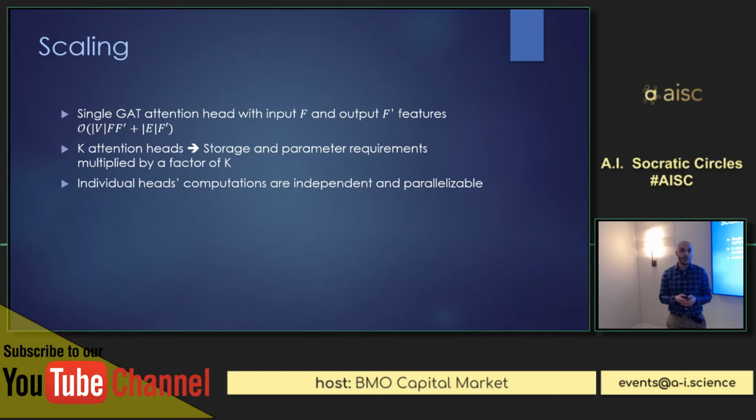And yes. Could you repeat that, like what's happening with the O notation? So the V were the vertices, F and F prime were... Oh, yes, sorry. V were the vertices, F was the dimension of the input feature that's going into the convolution layer, and F prime was the dimension of the feature going out of the convolutional layer.